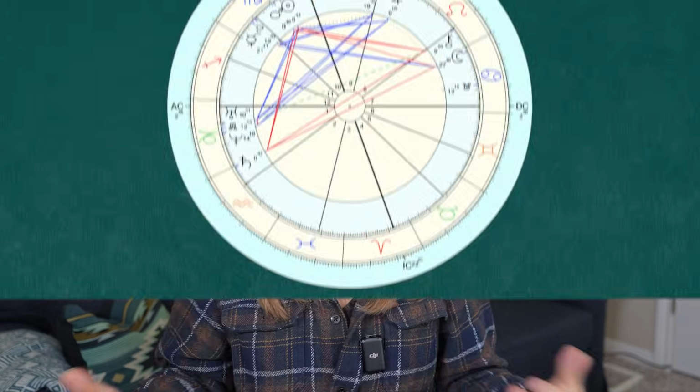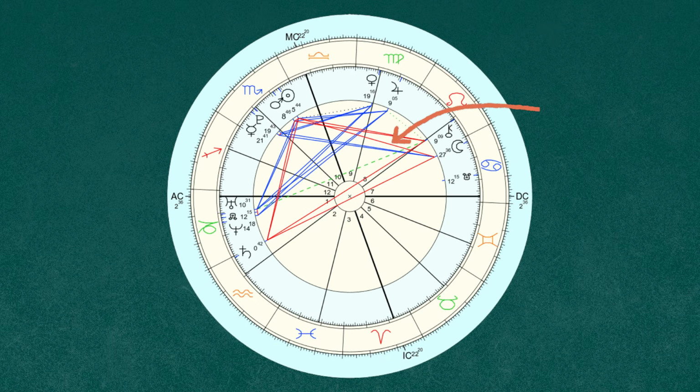And if you're using astro.com, this is one of the reasons why it's nice to have one system that you are using whenever you're reading charts. You're going to notice that there are red lines and blue lines between the planets. Those are what we call aspects.